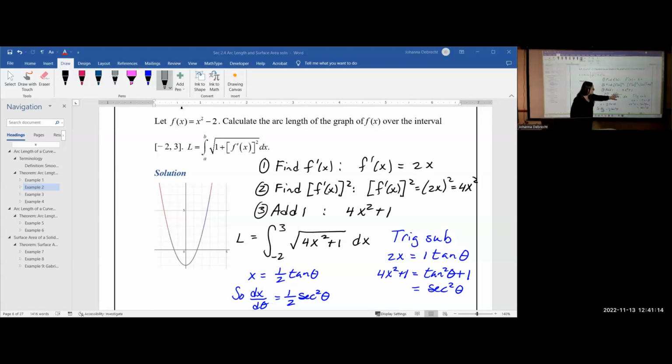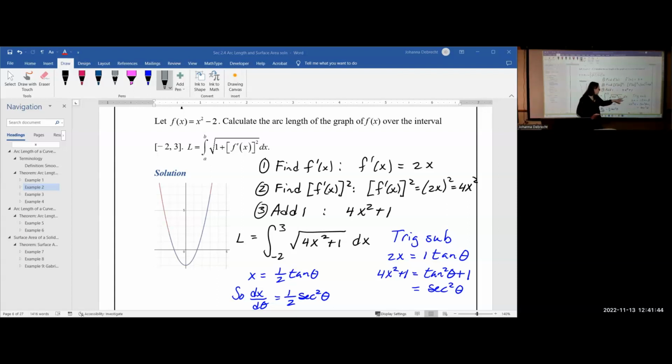If we're looking at this integral, so we took the derivative and got 2x, which is pretty simple, squared it to get 4x squared, add 1. You have the radical of 4x squared plus 1. This is a trig substitution problem. So remember, you take the square root of the variable term, which is going to give us 2x. And because it's a plus, it's going to be tangent. So we have 2x equal to 1 times tangent of theta, because that was a 1 right there.